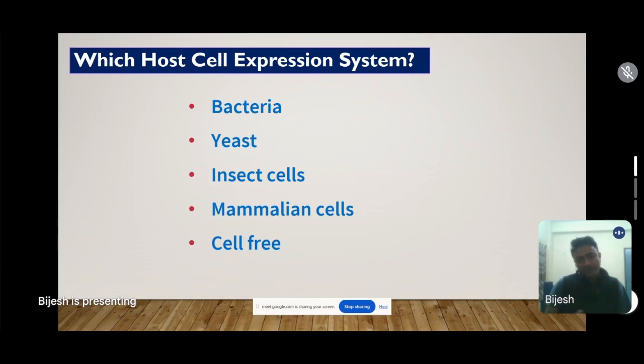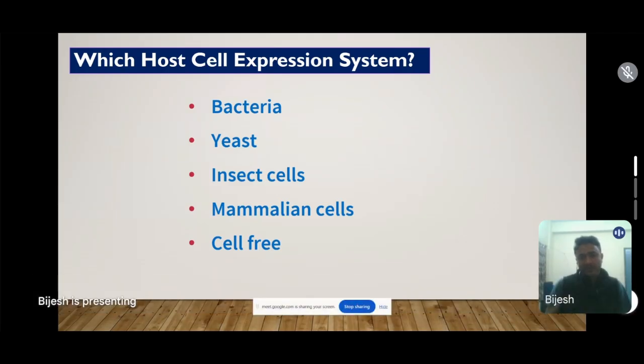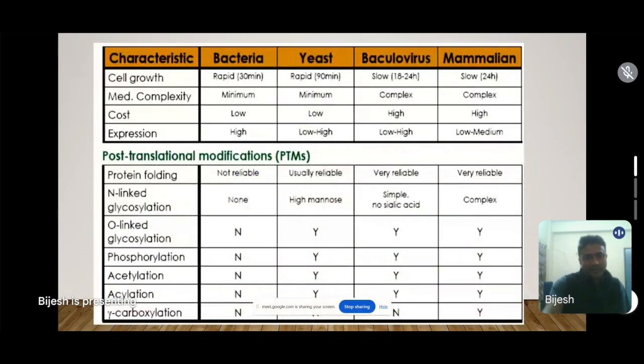Cell-free systems are generally used for toxic proteins that are harmful for the cells. If the protein is produced, the cell will die, whether yeast, bacteria, insect cell, or mammalian cell. The possibility for them to die is very high. So in those kinds of scenarios, people go for a cell-free system. Why we are not using bacteria or insect or mammalian cells is mainly because, as you can see, there are a lot of advantages. Yeast, baculovirus or insects, and mammalian.